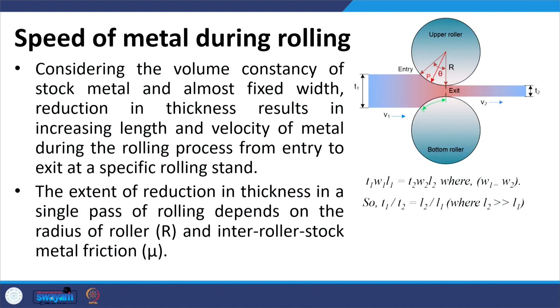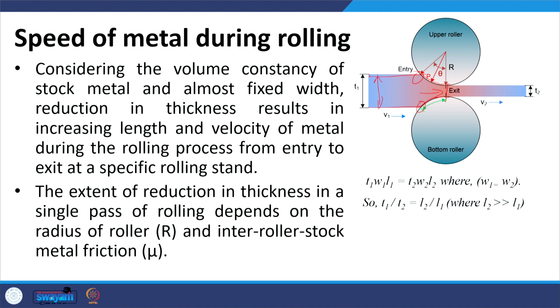We know that during rolling, initially the thickness is large and the width is constant; it does not change during the rolling process. So, when this thick material is passed through the rollers, there is a continuous reduction in thickness. If the width is constant, then this in turn leads to a changing velocity of the material during rolling, from the entry of the material between the rollers to the exit.